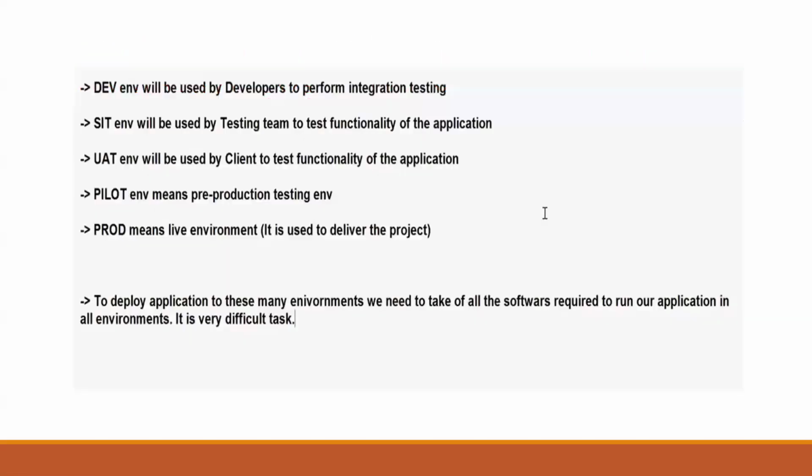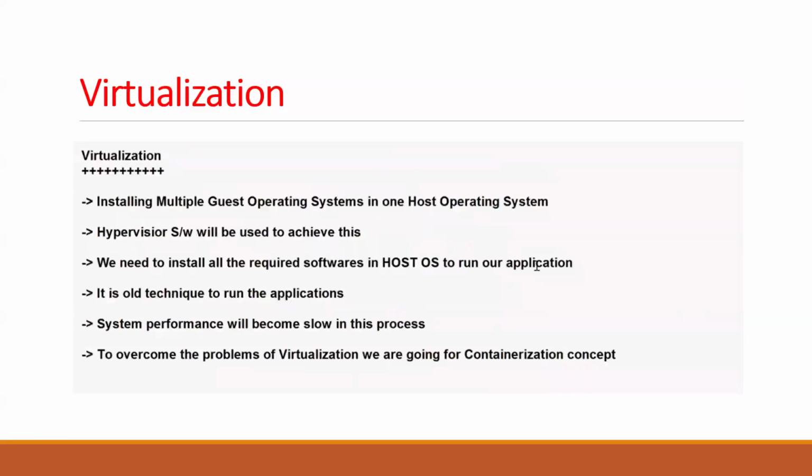The dev environment will be used by the developer team to perform integration testing, and the SIT environment will be used by the testing team to test the functionality of the application. The UAT environment will be used by the client to test functionality of the application. Pilot means pre-production testing environment. Prod means live environment. To deploy the application in these many environments, we need to take care of all the softwares required to run our application in all the environments. It is a very difficult task.